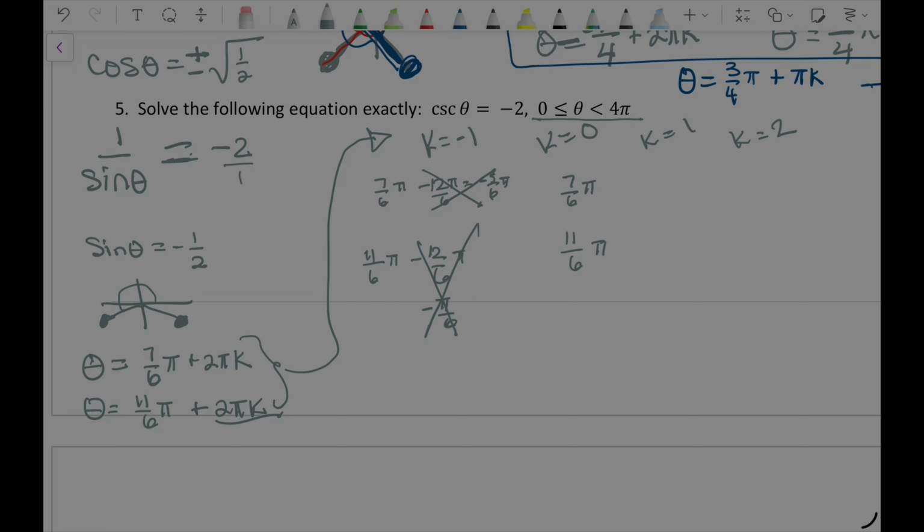All right, if k is 1, we have 7/6 pi plus 1 full cycle, because k is 1 and you put it here in the k spot. This would be 12/6, add them, you'd get 19/6 pi. Let's do it again for this one. 11/6 pi plus 1 full cycle, which is 12/6.